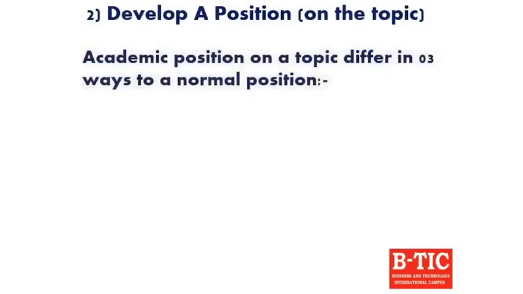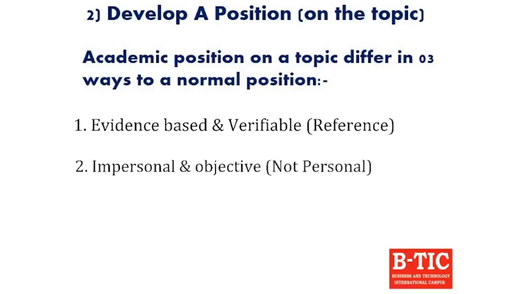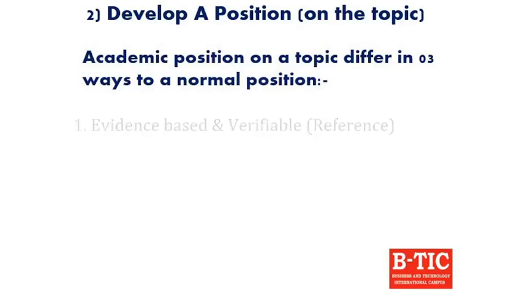Now let's move to magic number two, the second magic: develop a position on the topic for your answer. Academic positions in any question differ in three ways, and I'm calling these three different magical ways. Number one is evidence-based or verifiable. Number two is impersonal or objective. It is not personal at all. Number three is qualified, meaning a precise, exact, reliable message, to develop your position. Let's have a look at these one by one.